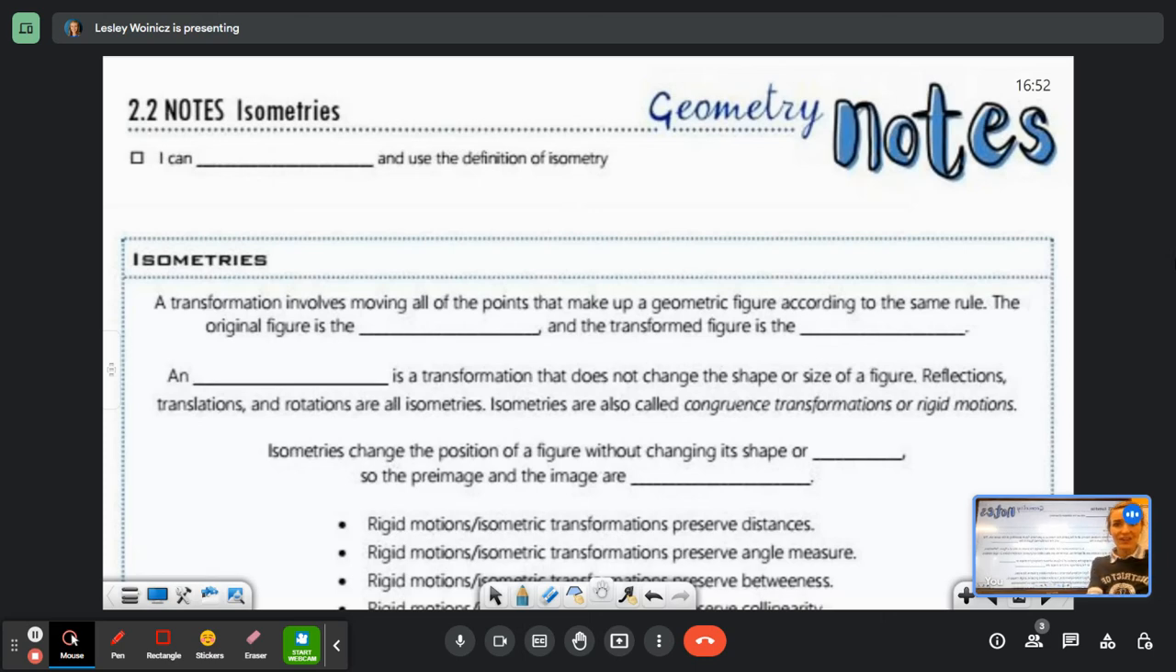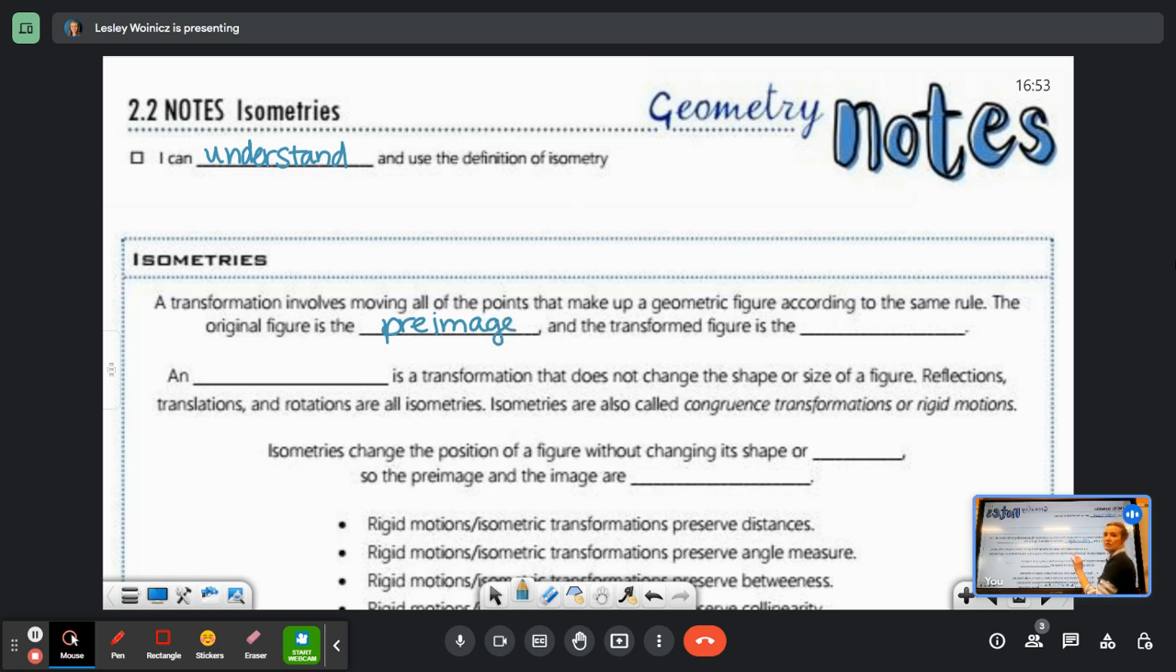Right, let's talk about isometries. Okay, we are going to understand and use the definition of isometry. An isometry is a transformation that involves moving all of the points that make up a geometric figure according to the same rule. The original figure is called the pre-image.